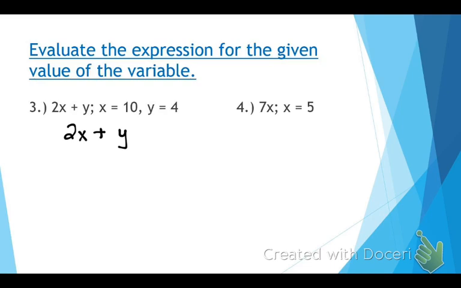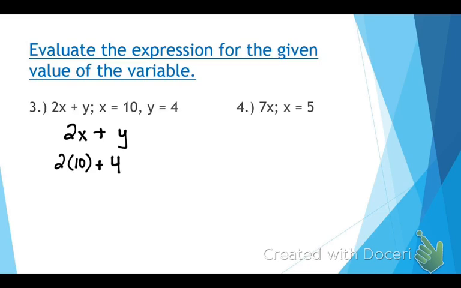Repeat after me, plug it in, plug it in. Plug it in, plug it in. All right, instead of saying 2 times x, what am I going to put in there? 2 times 10. Then continue to work down, bring down your plus sign, and then what will I put instead of a y? 4. Okay, so now let's see.